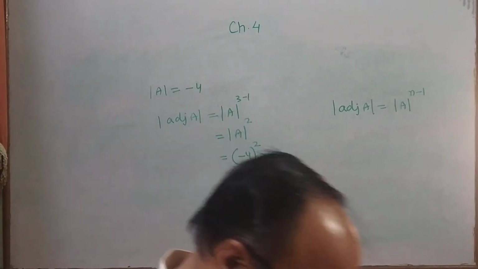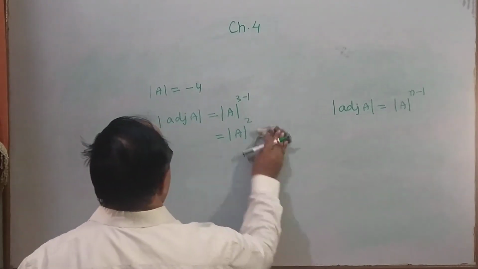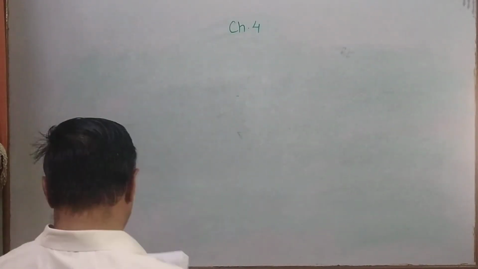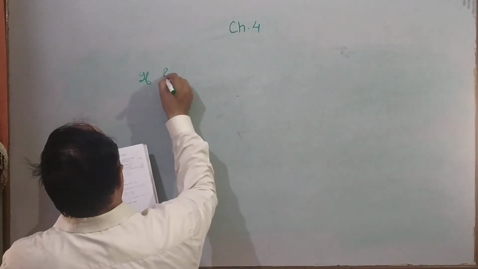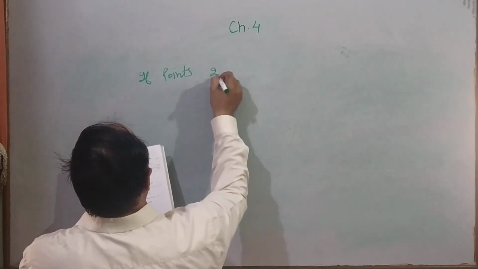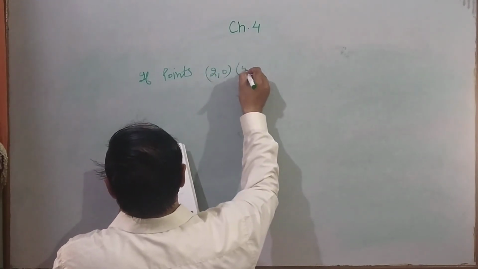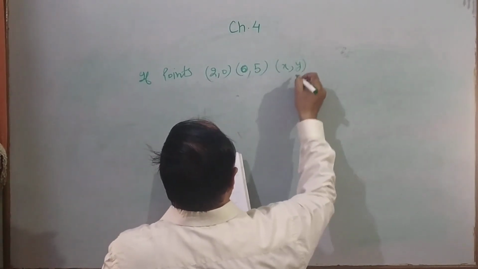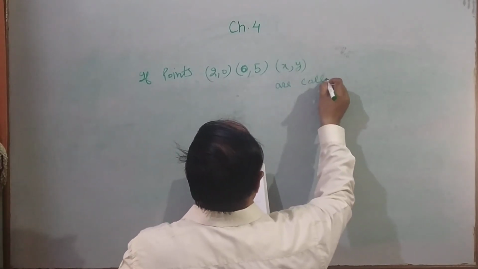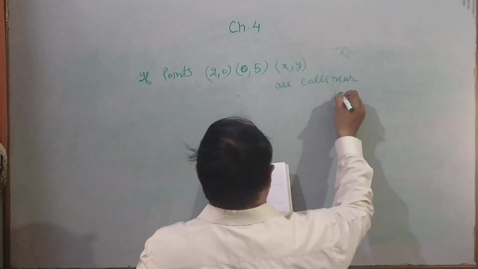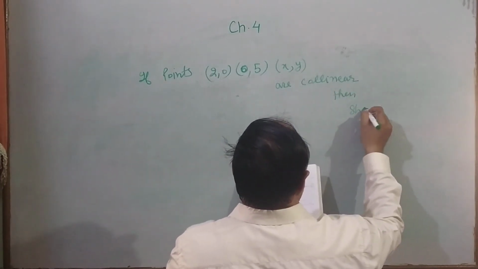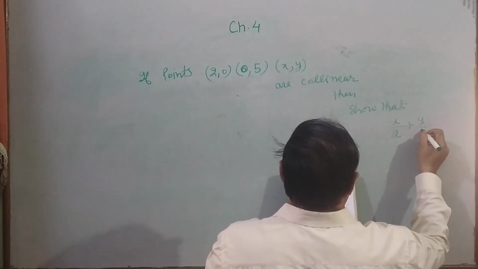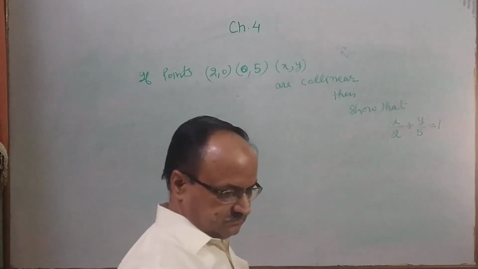Next question. If points 2, 0 and 0, 5 and x, y are collinear, then show that x by 2 plus y by 5 is equal to 1. Correct?